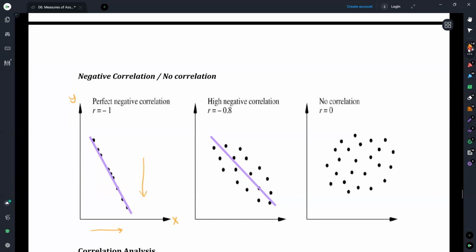But if you move to the third diagram, here you cannot fit that good a line. If you try to fit a line, many more points are deviated from the fitted line. Therefore, in a situation like this, we can say that there is no correlation. But here it is quite an unusual pattern. That's why we can say that there is no correlation.